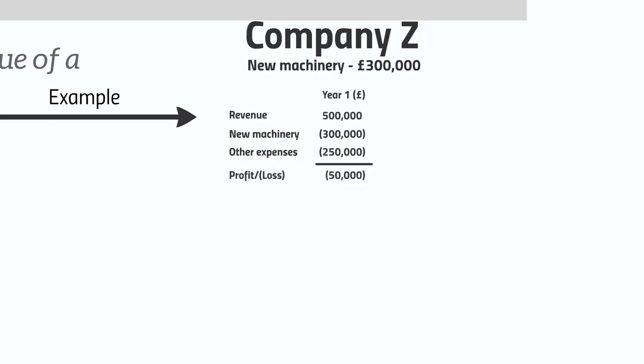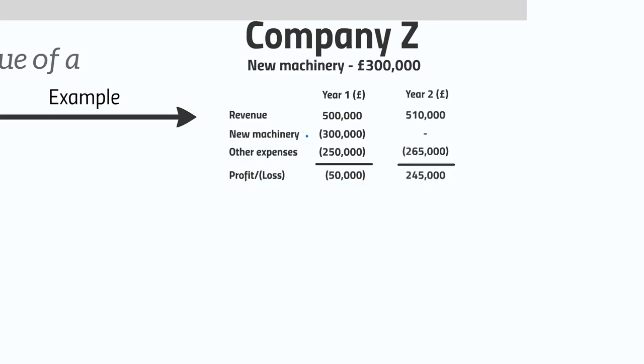So in year one, the company made revenue of around £500,000. So not a bad year for revenue. And of course, this is the year that they purchased their non-current asset, their new machinery, and that cost £300,000. So we have to show that as a cost. And then there were other expenses of £250,000. So once you take all of this into consideration, the company has made a loss of £50,000, mostly because of the cost of this new machinery.